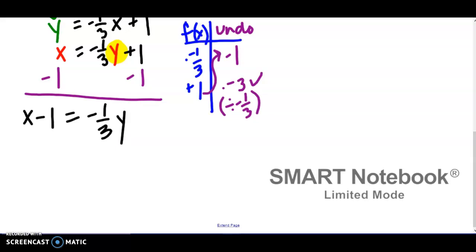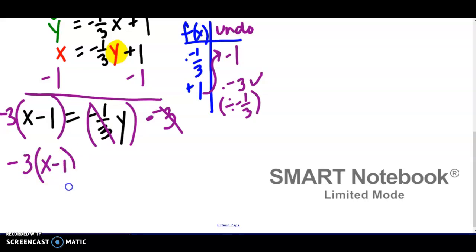And then I have to undo that multiplying by negative 1/3. So I'm going to wrap some parentheses around this, and likewise on this side. Here I'm going to multiply by negative 3, which is going to offset that, but I have to do the same thing on the other side, which is where I'm really going to actually see the problem. So I have negative 3 parentheses x minus 1 equals y.